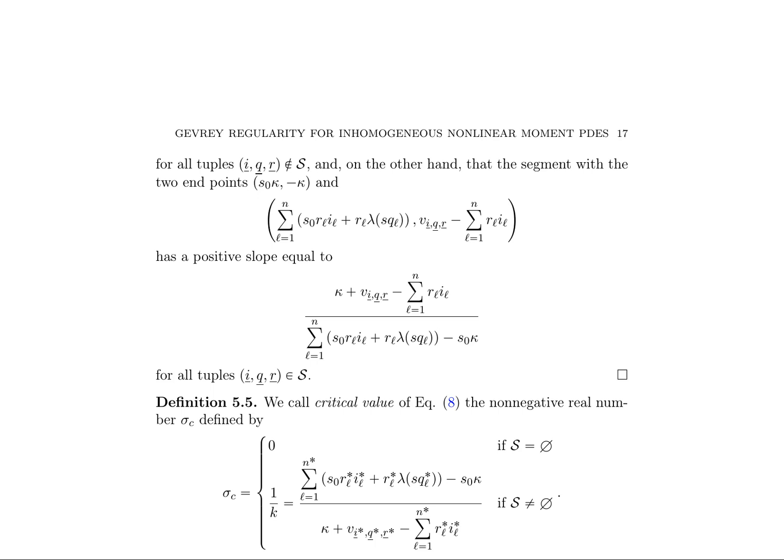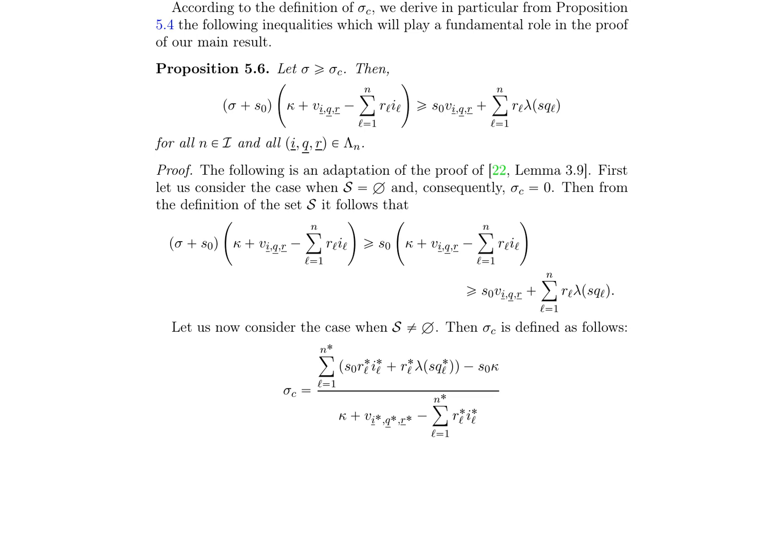The proof of this proposition adapts from [22, Lemma 3.9], and is divided into 2 cases: when S equals the Hilbert space H, and when S is not equal to H. The derived inequalities play a fundamental role in the proof of the main result, underscoring the significance of sigma c in the Gevrey regularity analysis.